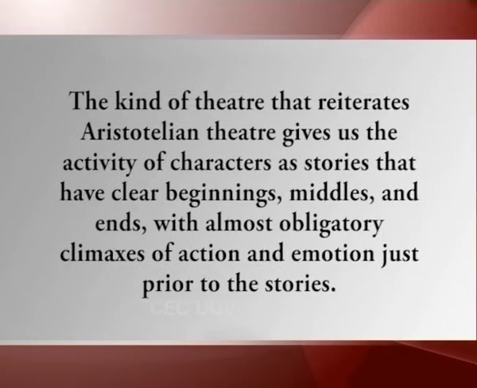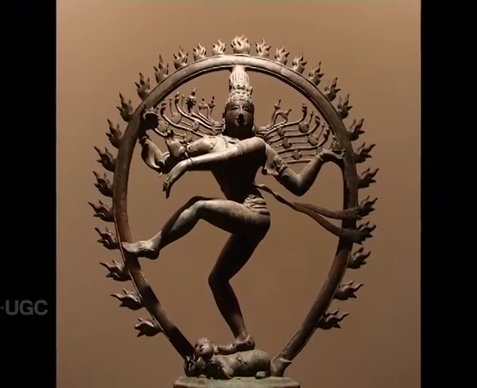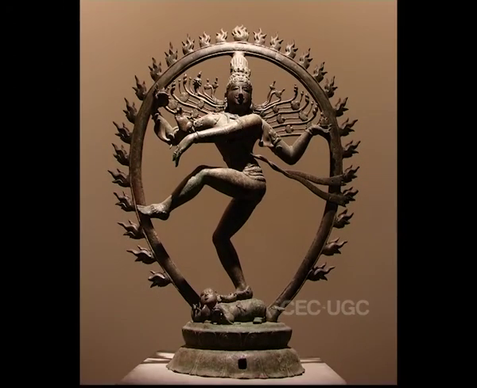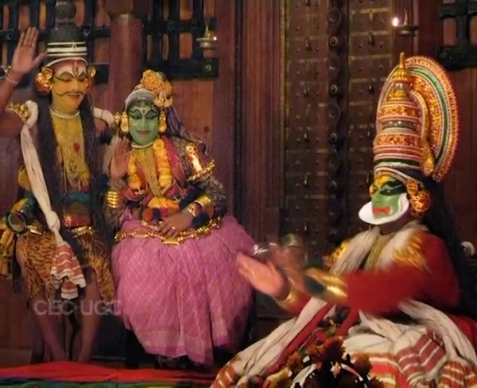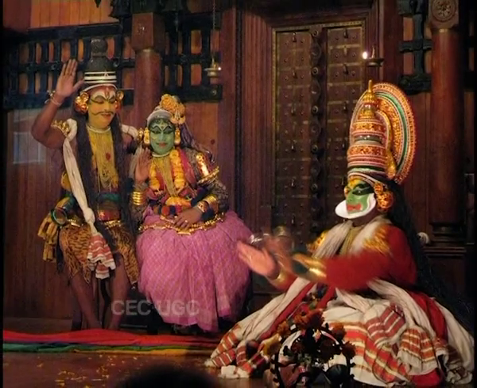The kind of theatre that reiterates Aristotle's theatre gives us the activity of characters as stories that have clear beginnings, middle and end, with almost obligatory climaxes of action and emotion just prior to the stories concluding. Often our appreciation of this kind of theatre is rooted in psychological evaluations of the motives and intentions of characters. The Natyashastra is basically a book of theatrical practice and theory that is much more interested in aesthetics than psychology. Appearing early in the tradition of classical Sanskrit drama, its primary interest is in the stylish possibilities of bodies in motion on a stage.